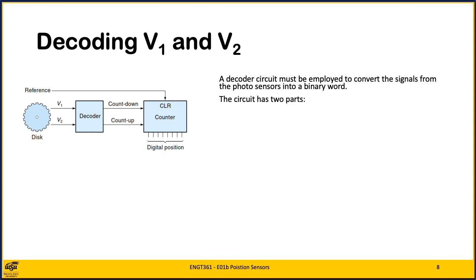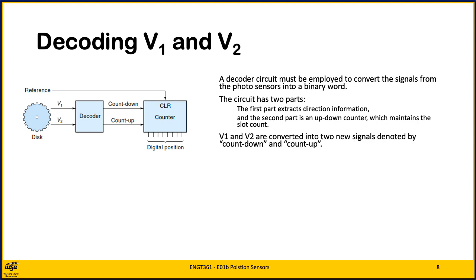Actually, the circuit has two parts. The first part extracts direction information, and the second part is an up-down counter which maintains the slot count. The block diagram shows this.